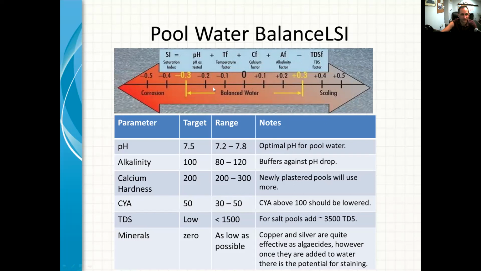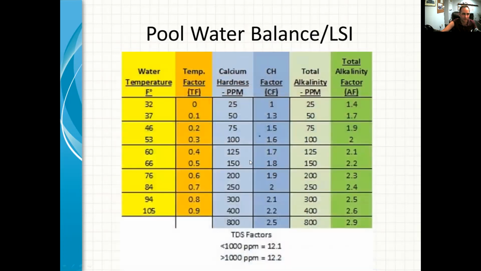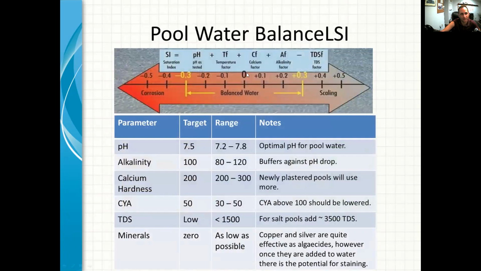Okay, so the saturation index, the way that you get this number is you add these things together. So pH, let's just use a target example. For a pool that's balanced by target, let's say the pH is 7.5, and then we go to the temperature factor. Let's just say 80 degrees. We have to look up the temperature factor for 80 degrees. Let's say 76 is 0.6. So plus 0.6.